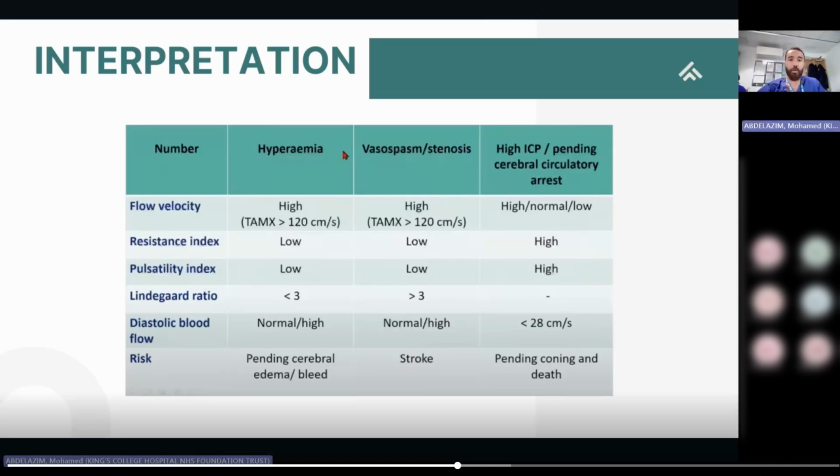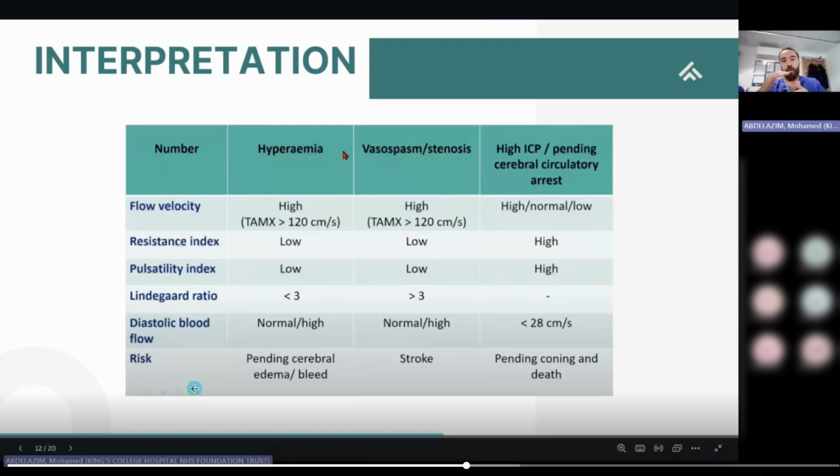Because if you think about it, in hyperemia you should have high flow velocity both in the MCA and the internal carotid artery, because there is global hyperemia, while in vasospasm you will get high flow velocity only in the MCA, with normal velocity in the ICA, because it's again local.